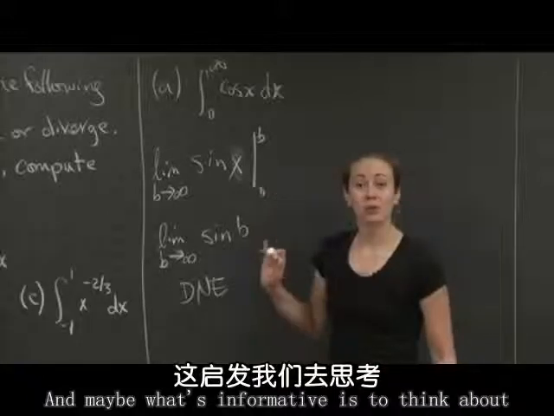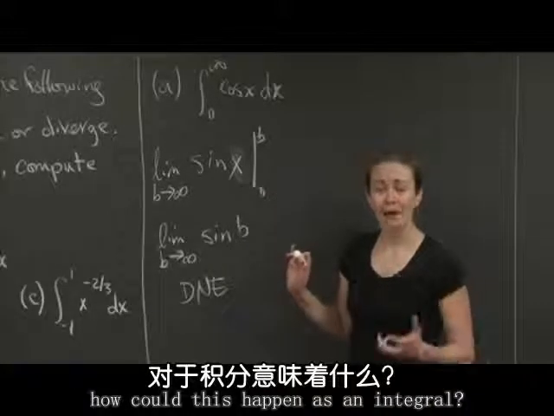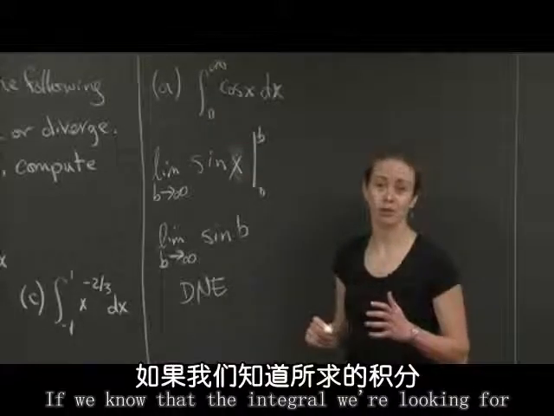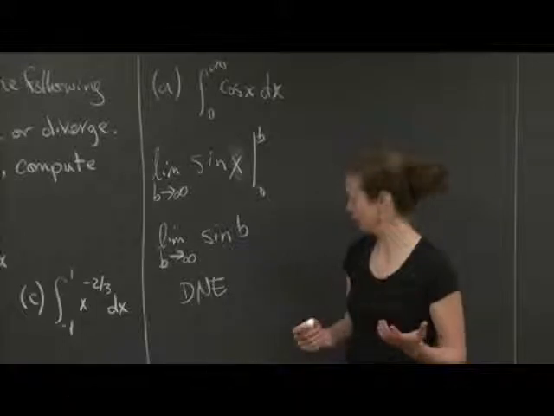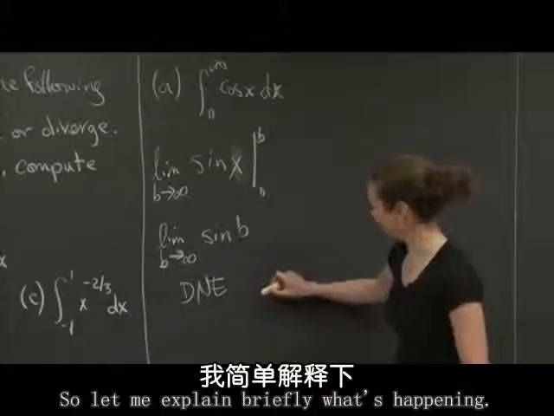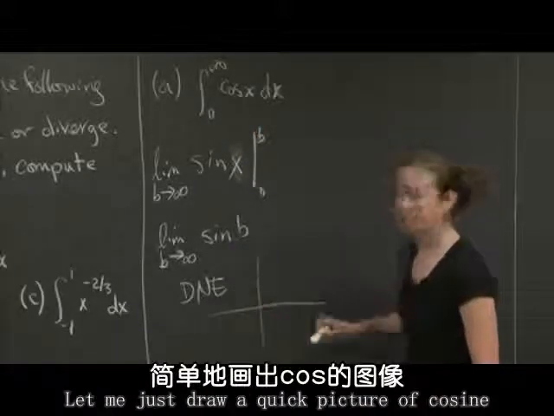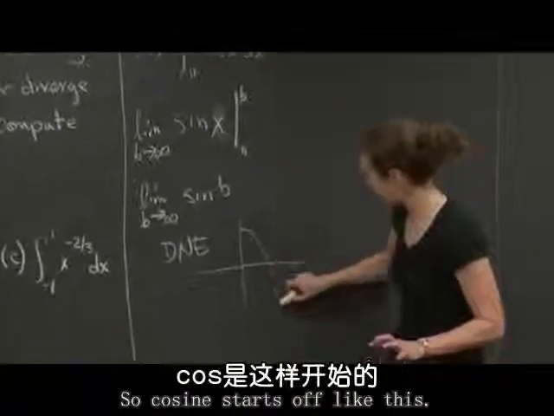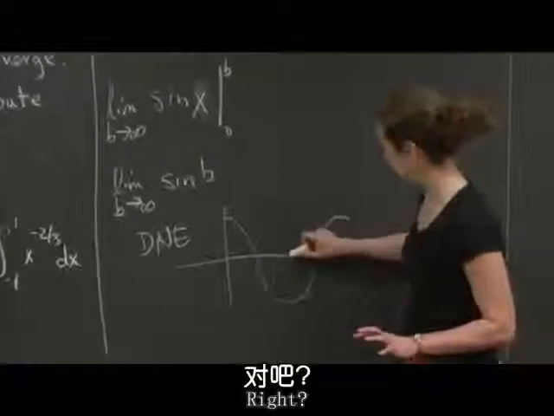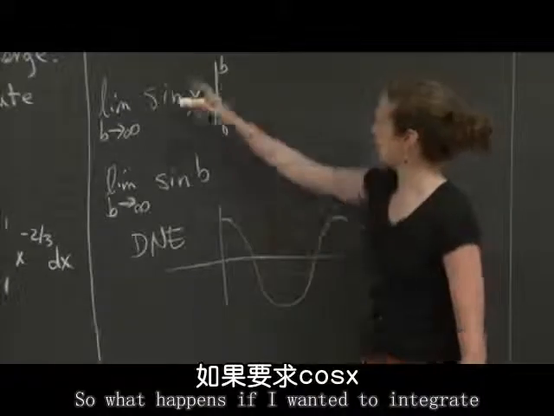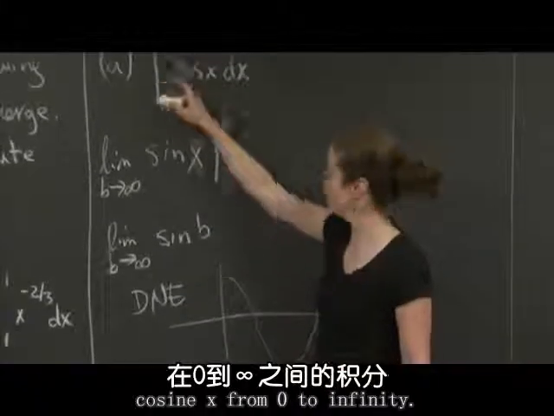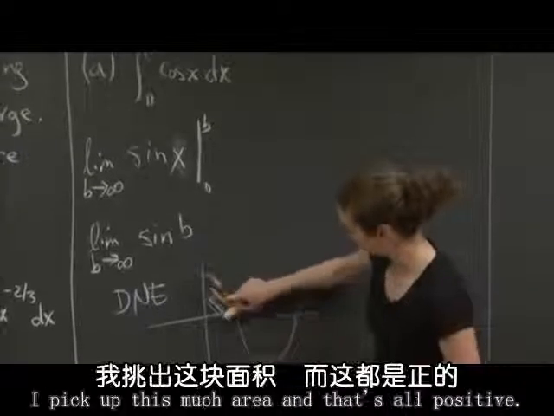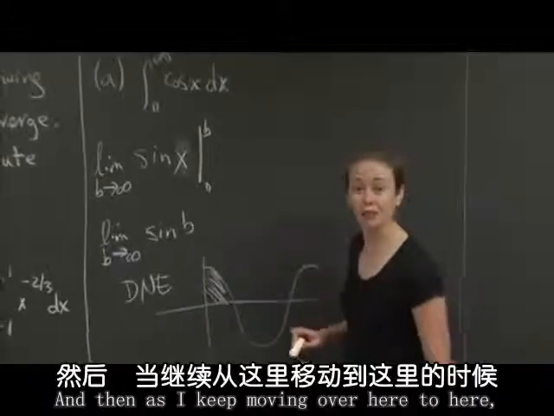And maybe what's informative is to think about how could this happen as an integral if we know that the integral we're looking for is really the area, signed area under the curve. So let me explain briefly what's happening. Let me just draw a quick picture of cosine. So cosine starts off like this, right? So what happens if I want to integrate cosine x from 0 to infinity? I first pick up this much area. Sorry, this graph's a little sloped, I realize. I pick up this much area, and that's all positive.